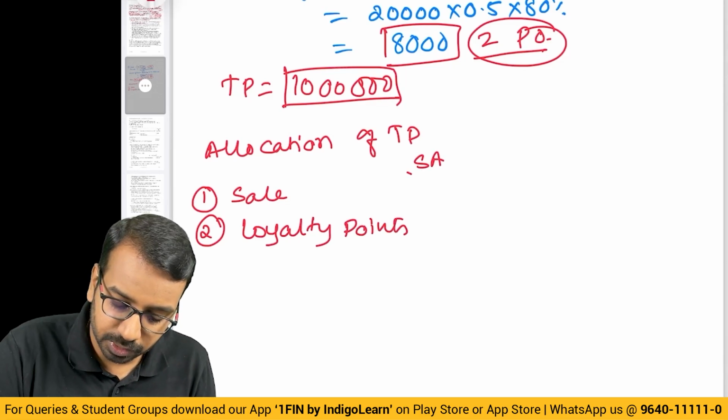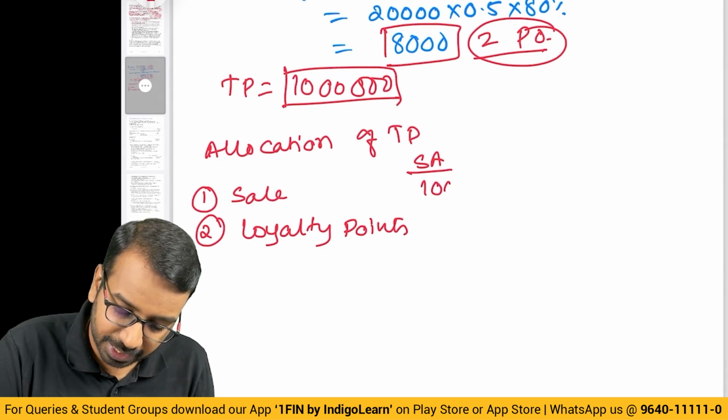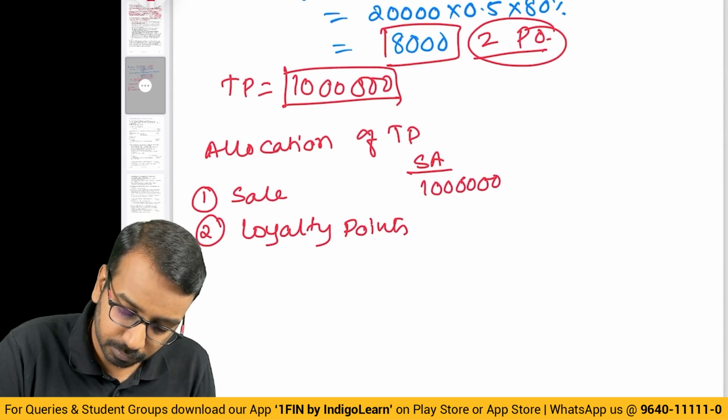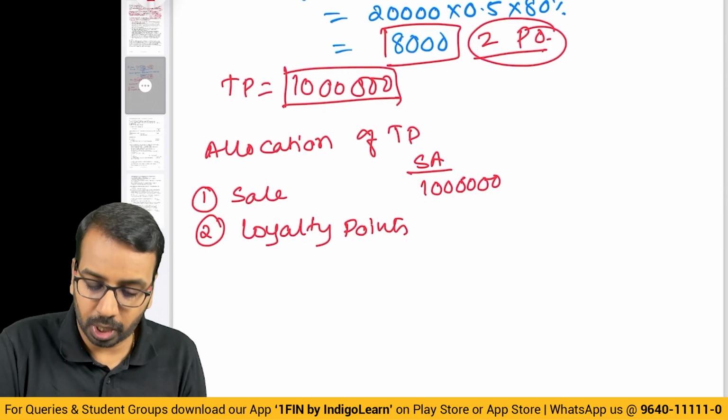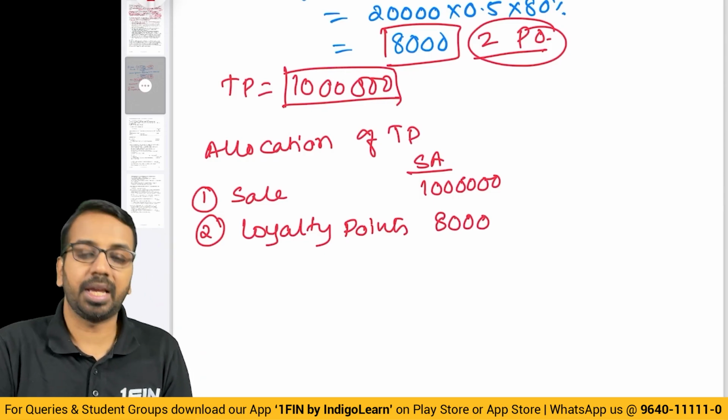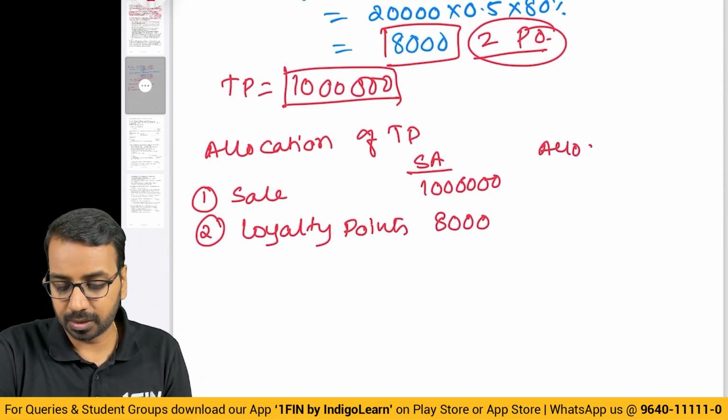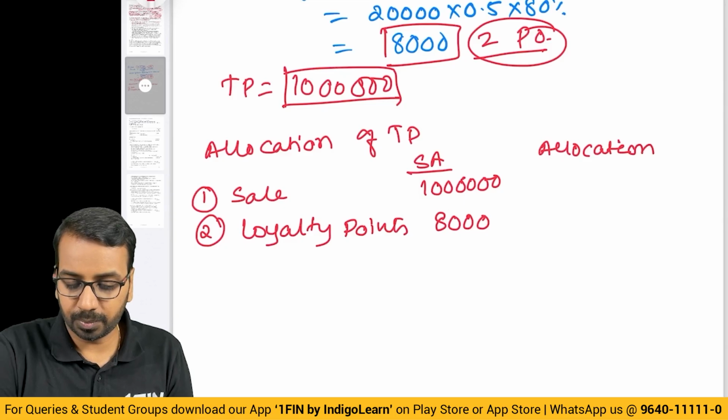What is the standalone selling price? Standalone selling price is 10 lakhs here. And for loyalty points, the value attributable is 8,000. How will we allocate this?